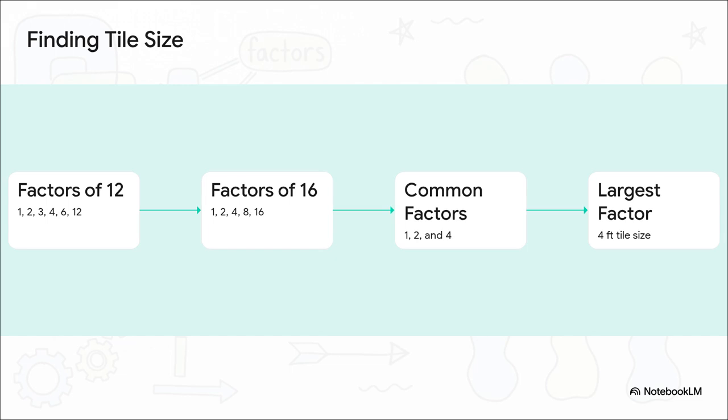But here's a question for you. Can you explain why she should use the largest tile? Well, remember her original goal. She wants to use as few tiles as possible, right? So naturally, the larger the tile, the fewer she actually has to lay down. Boom! The 4-foot tile is the absolute perfect solution.